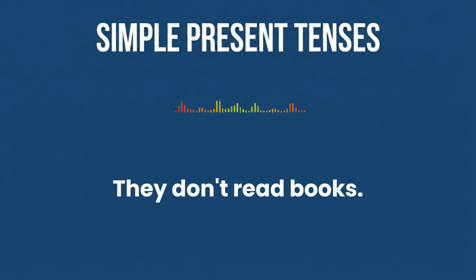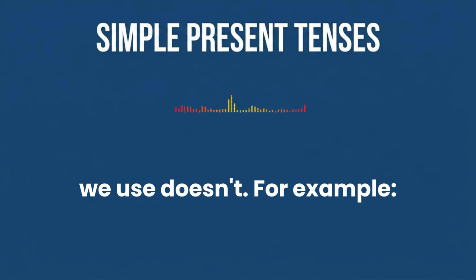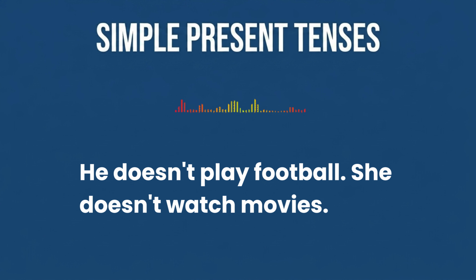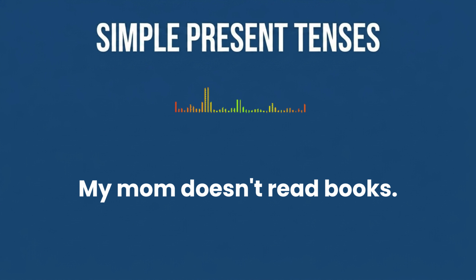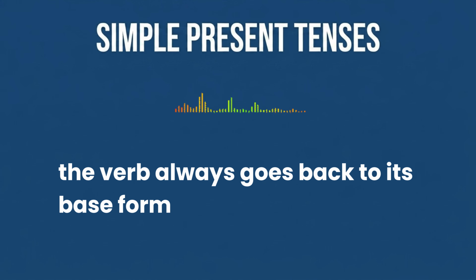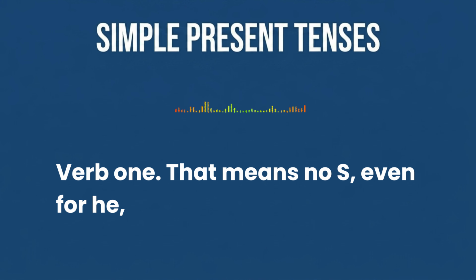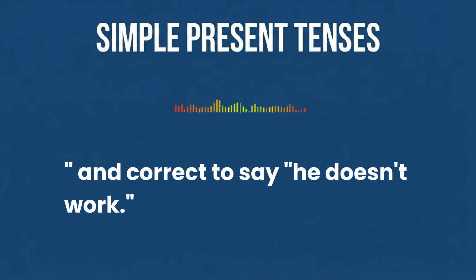They don't read books. For he, she, it, and singular names like Mike or my mom, we use doesn't. For example, he doesn't play football. She doesn't watch movies. It doesn't work well. Mike doesn't like spicy food. My mom doesn't read books. Remember, after don't or doesn't, the verb always goes back to its base form, verb 1. That means no s, even for he, she, or it. So it's wrong to say he doesn't works and correct to say he doesn't work.